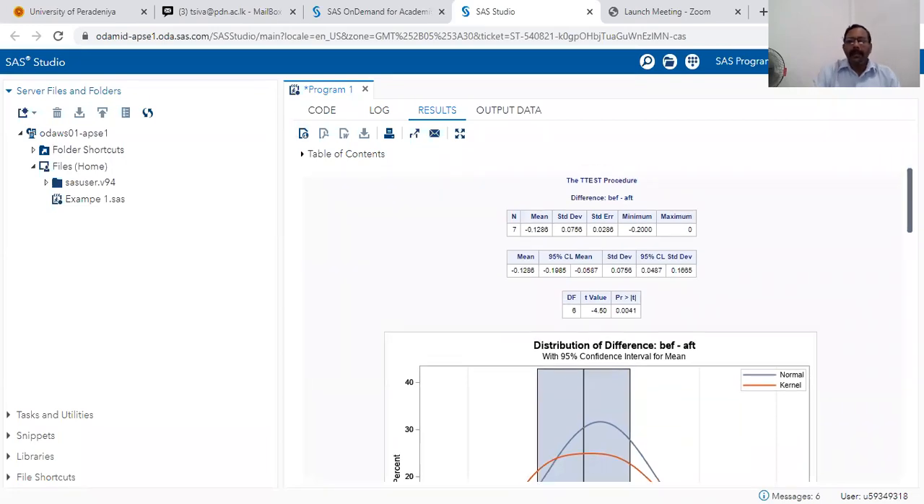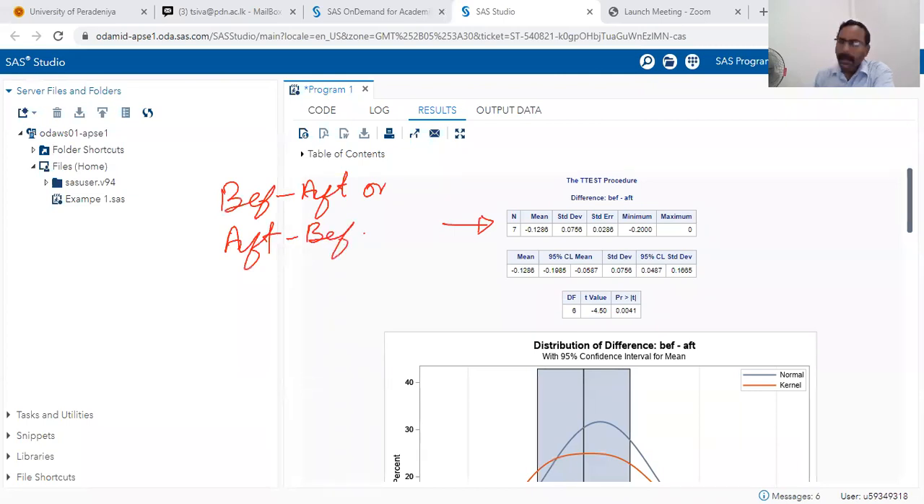Now, after looking at the first table, can you guess what the computer has done? Whether it did the before minus after or after minus before. What did the computer do? Yeah. They have mentioned difference before minus after. Yeah, that is okay. People have noticed that, right? So this has done before minus after. Why does it say before minus after? Can't we change this?